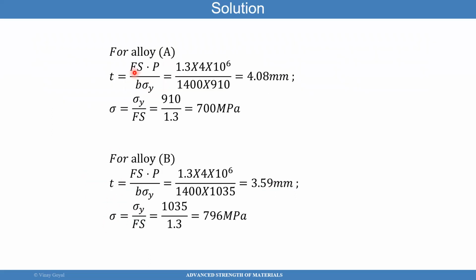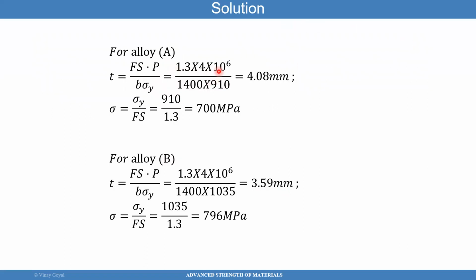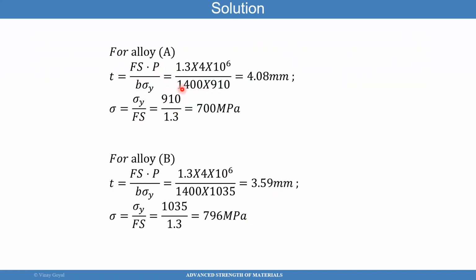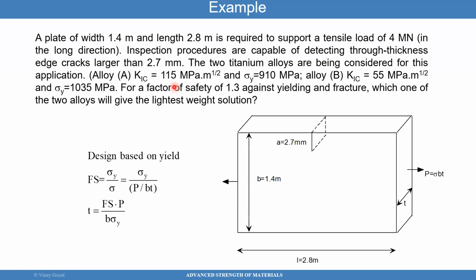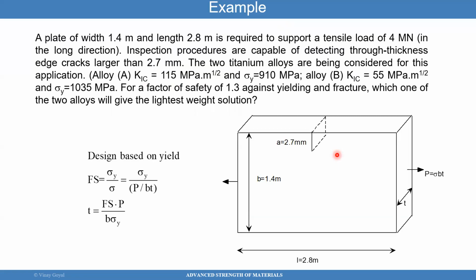The factor of safety is given as 1.3. The load is provided, I believe 4 meganewtons there, which is this number right there. B is known, which is the height of this structure. That's 1.4, which is 1,400 millimeters. And then sigma yield is provided to us as 910. We know that because it's provided to us. So for alloy A it is 910, and for alloy B is 1035.